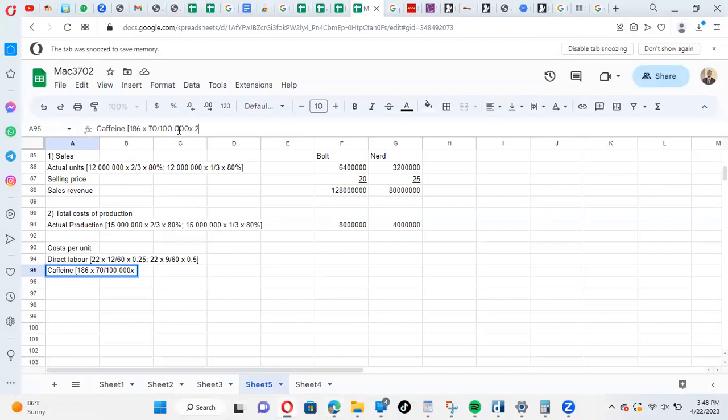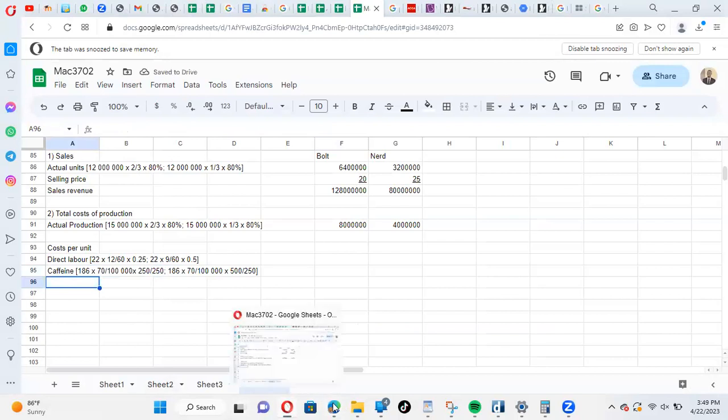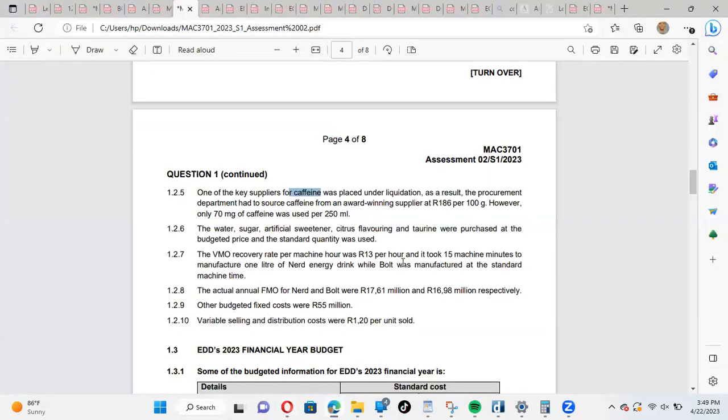So then times 0.250. All right. And then we repeat the same thing. 186 times 70 divided by 100,000 times, this time it's going to be 500. Perfect. Okay, so we'll do the calculation later. Hey, so you see, if you miss the first one, you're already doomed.